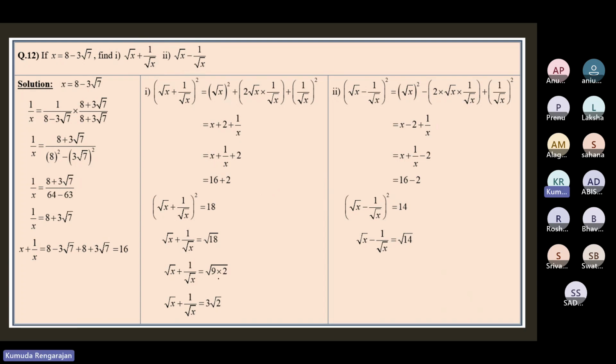So square root of 18 is, sorry, square root of 9 into 2. Square root of 18 is square root of 9 into 2, which is 3 root 2.